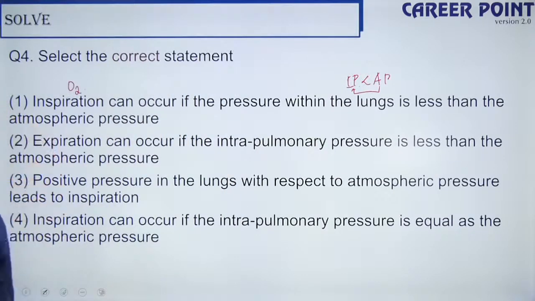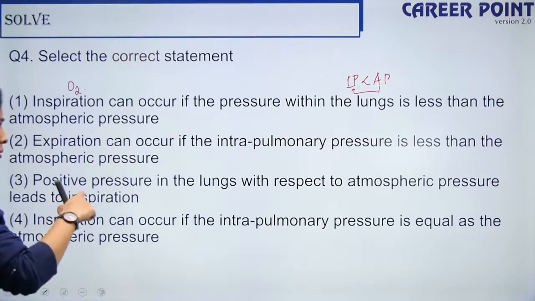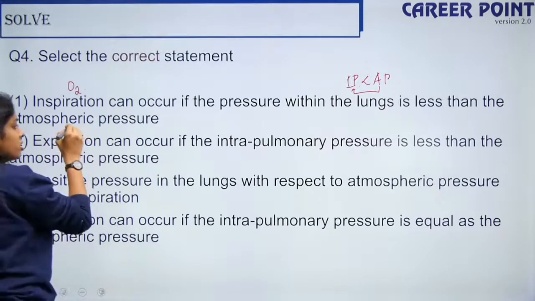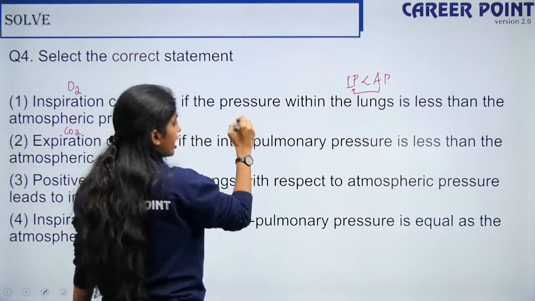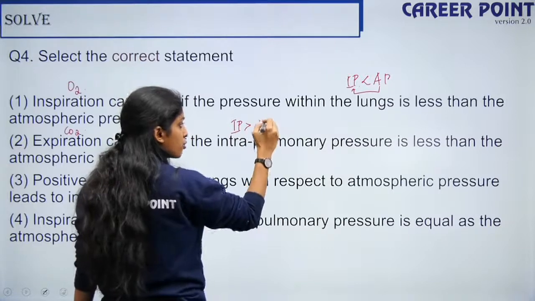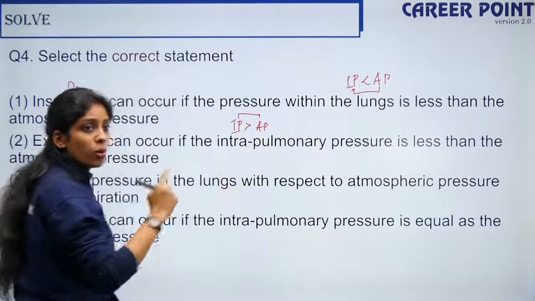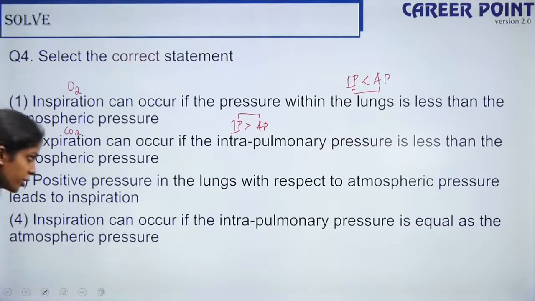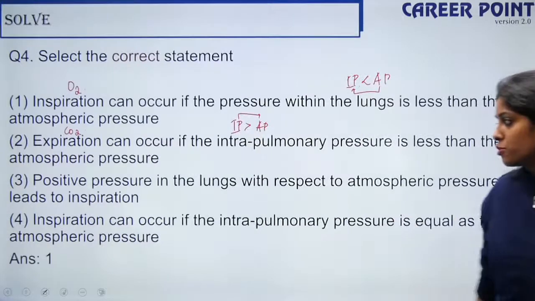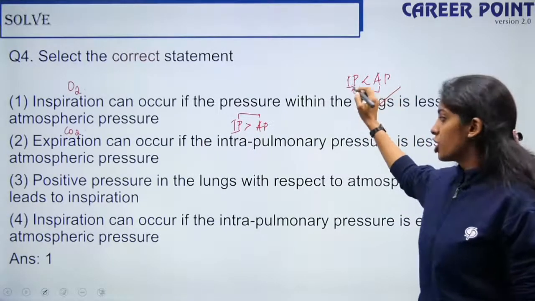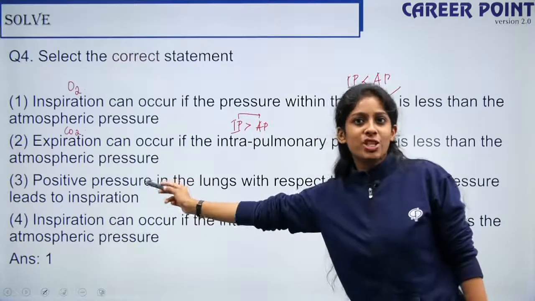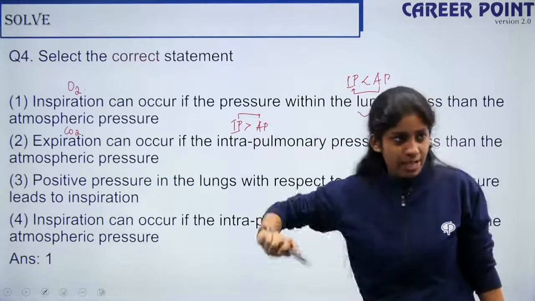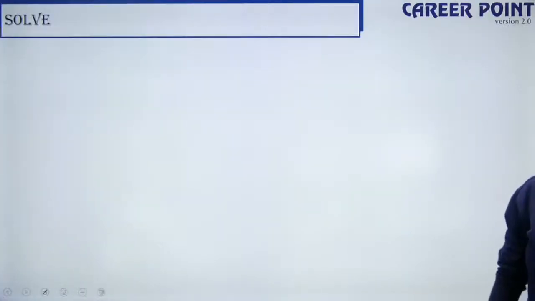Option 2, expiration can occur if the intrapulmonary pressure is less than the atmospheric pressure. Expiration is to throw out carbon dioxide, so here the intrapulmonary pressure should be greater than the atmospheric pressure. Only then can it move from higher concentration to lower concentration. Positive pressure in the lungs with respect to the atmospheric pressure leads to inspiration. Okay, positive pressure, fine. Inspiration can occur if the intrapulmonary pressure is equal to the atmospheric pressure. So option 1 is right, you're absolutely right. This is how it happens, from higher concentration to lower concentration. This is not positive pressure, it has to be negative pressure because the pressure inside the lungs is less, right? Absolutely right, you have selected the correct statement.